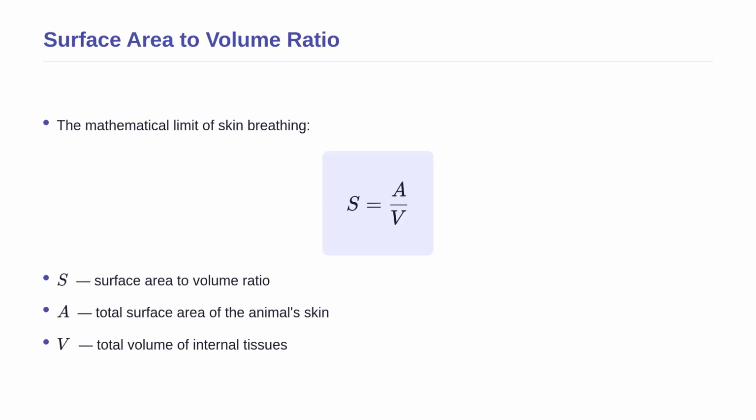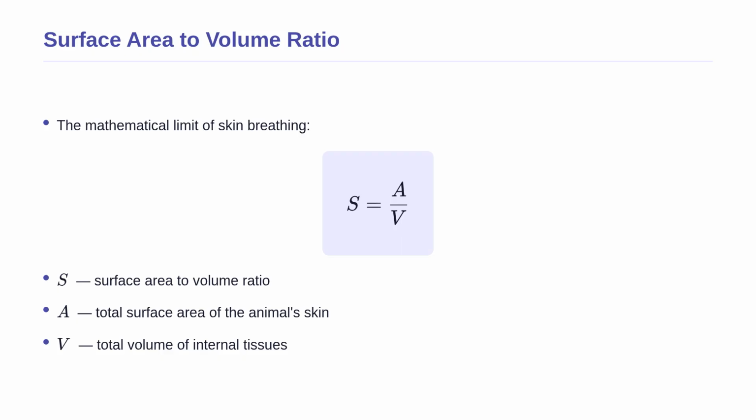This limitation of skin breathing leads us directly to our next formula. This is the surface area to volume ratio. Conceptually, it compares how much skin an animal has to how much internal tissue needs oxygen. The variable S is the ratio itself. A is the total surface area of the skin, and V is the total volume of the internal tissues.